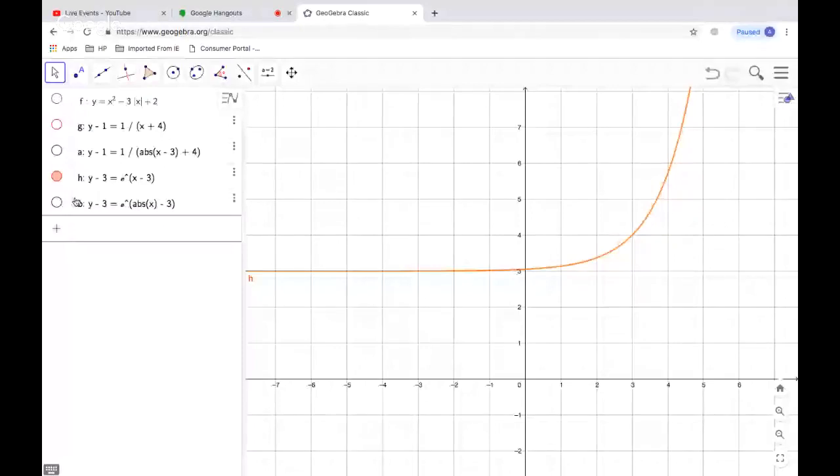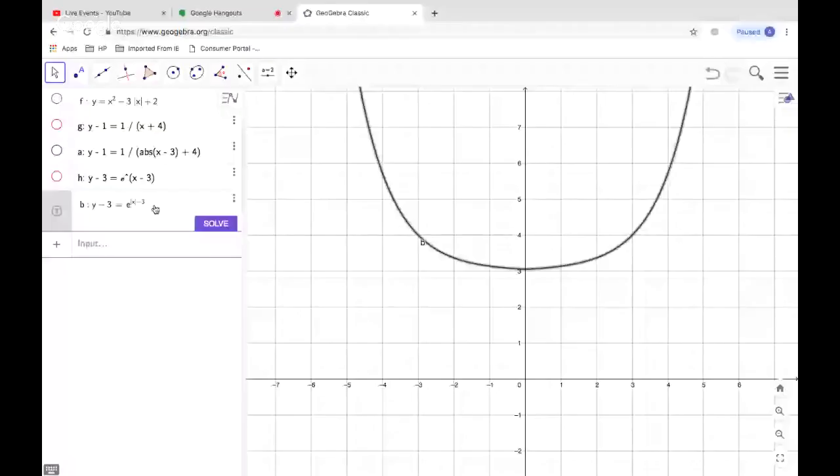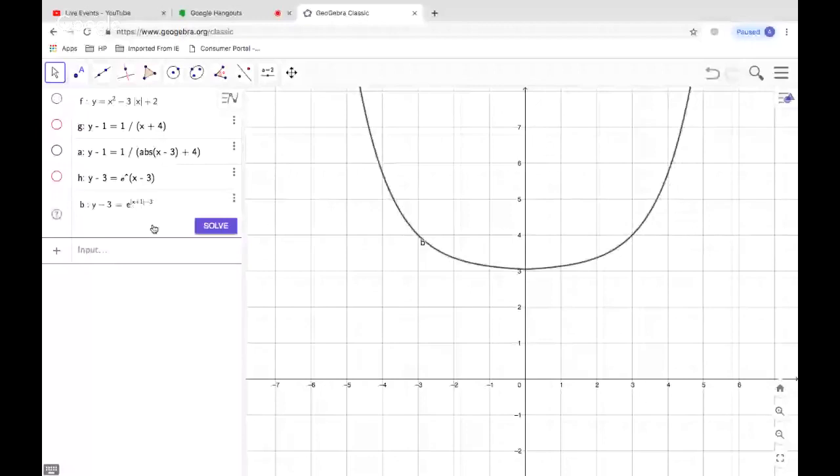We are going to replace our x with x plus 1, meaning I am shifting the graph 1 unit to the left. So plus 1, you can see this will move 1 unit to the left. Understood the sequence of events? Yeah, understood it. Wonderful.